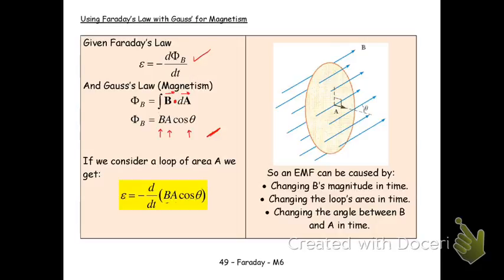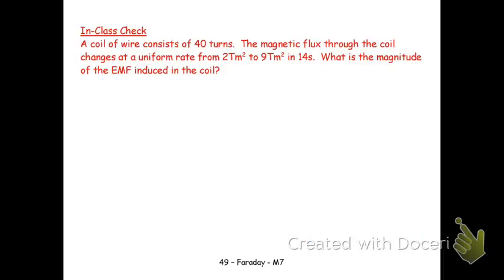So I could, for instance, make the magnetic field stronger or weaker. I could somehow change the area of this loop. Or I could somehow change the angle between the B and the A. So there's my A angle, there's my B. I can change this angle by maybe spinning the coil. And that's actually what we find most convenient to do, just spin the coil.